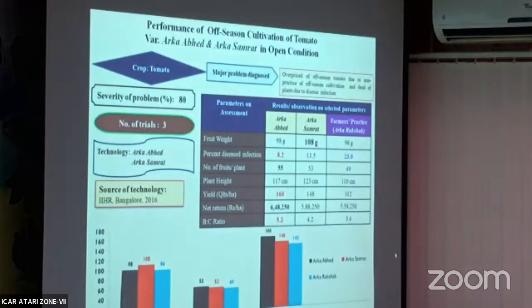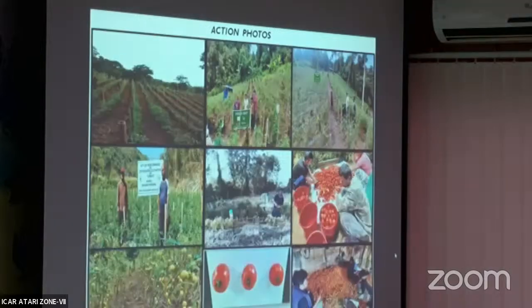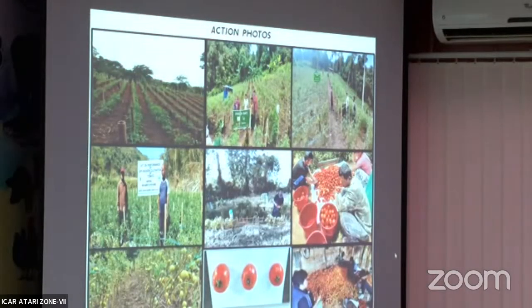Next, performance of off-season cultivation of tomato, Arka Abhed, Arka Samrat in open condition. In this technology, the plants were transplanted during the last week of June, during the rainy season. The result observed that Arka Abhed was more tolerant to diseases with higher yield compared to Arka Samrat and Arka Rakshak, with a higher BC ratio in case of Arka Abhed compared to other varieties. These are the action photographs we have.